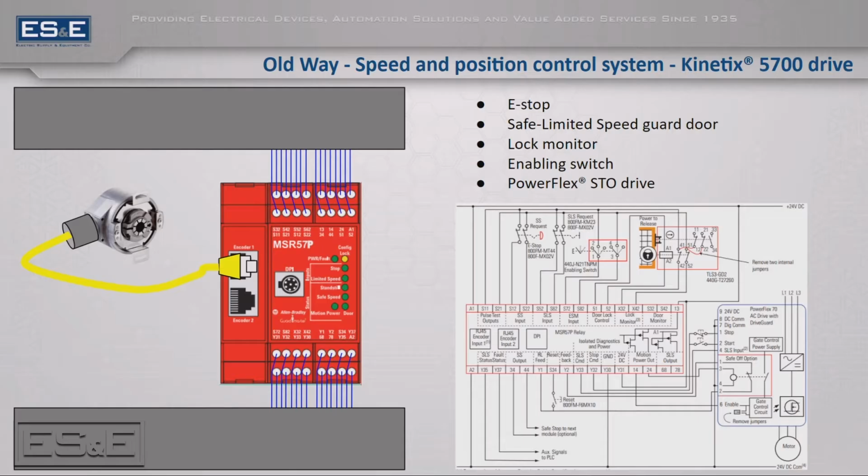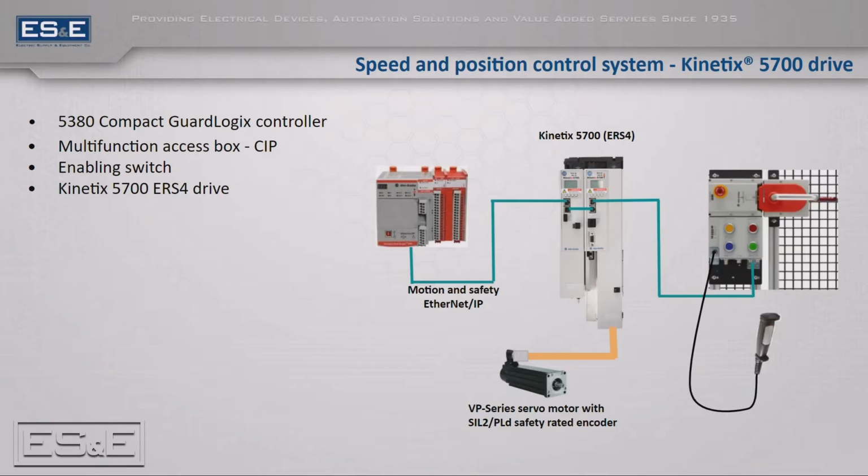Now, instead, with CIP Safety, the integrated safety that we're talking about, our topology looks a lot simpler, a lot more straightforward. Now we're just talking about Ethernet communications between devices. In this example, you've got a Kinetix 5700, an ERS4 version of the Kinetix 5700. For these advanced safety monitoring features, like safe limited speed and safe position, you need the ERS4 version. If you only need to do, for instance, safe torque off over Ethernet, you can use the ERS3 version. For the 5500, there's the ERS2 version of that drive that can do safe torque off over Ethernet, but the 5500 cannot do these advanced safety monitoring functions. Only the 5700 can over Ethernet.